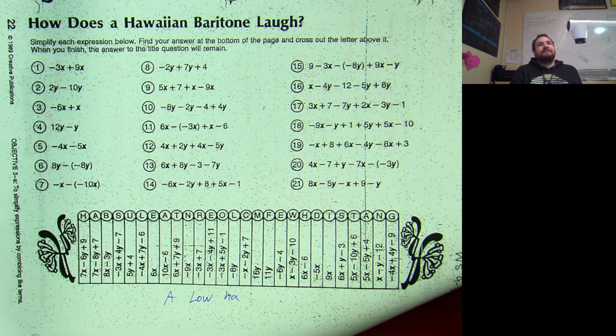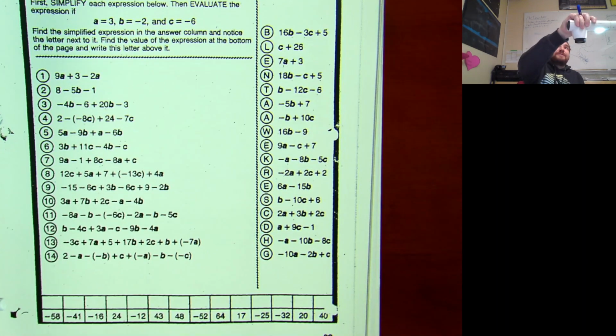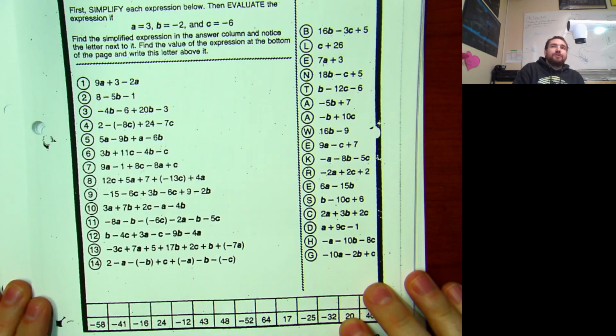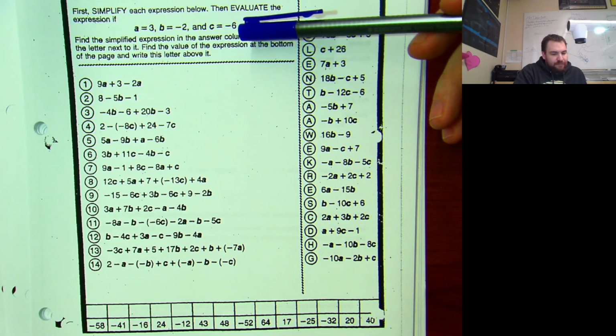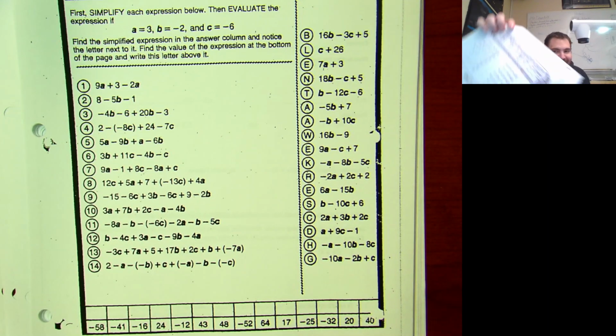What are we doing? Okay. Then the second page I did assign to you is this. This one, you had to simplify it, and then you had to substitute. What did we end up with? A rectangle. I love it.